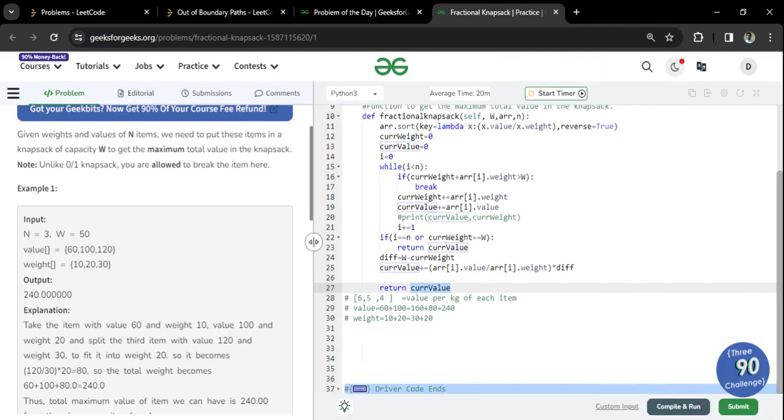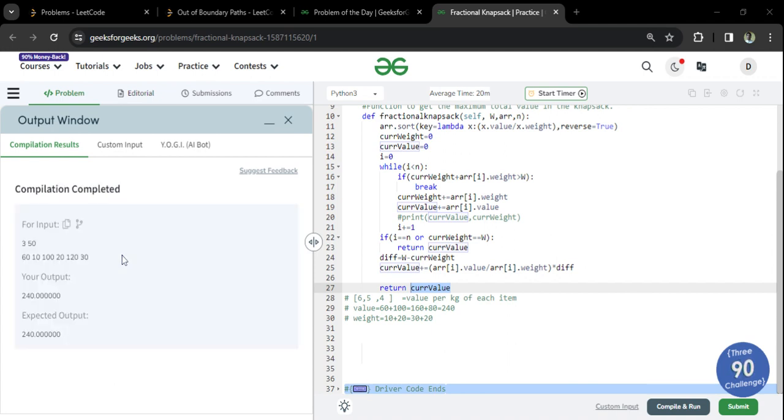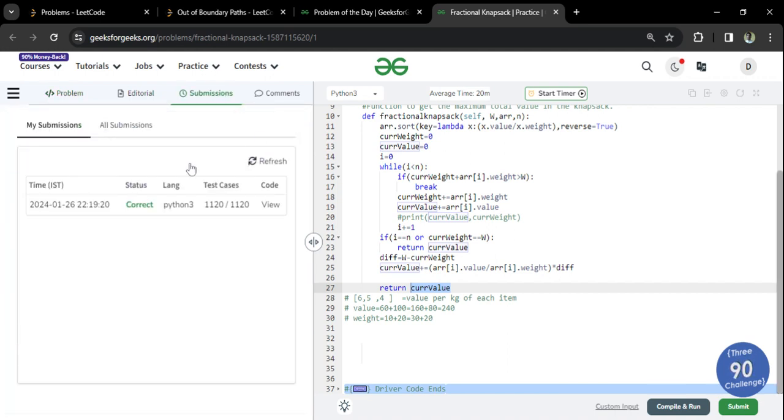So if I can quickly run this and show you. As you can see, the answers are matching. I've already segmented this solution, and it works. So yeah, fine, that was all for today.